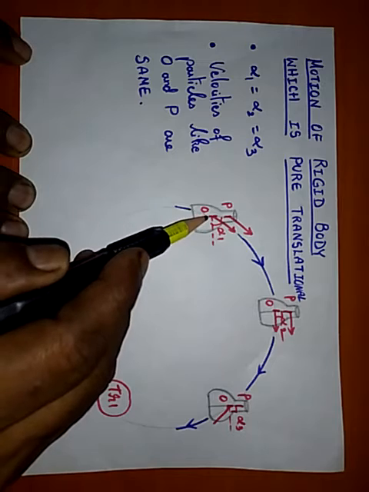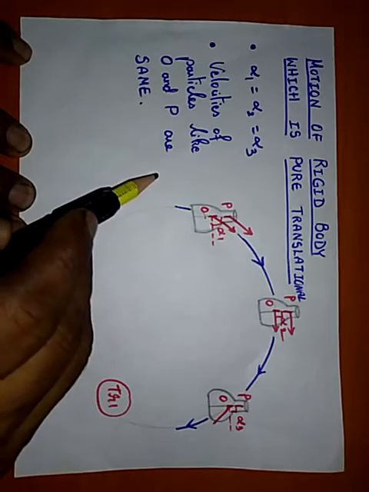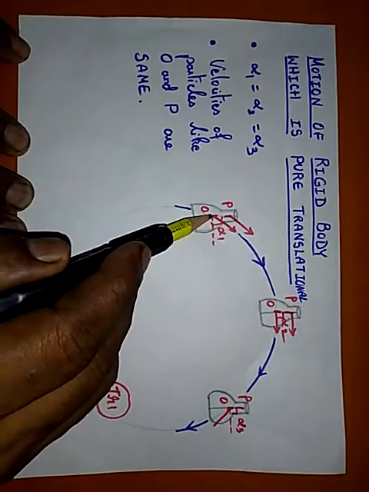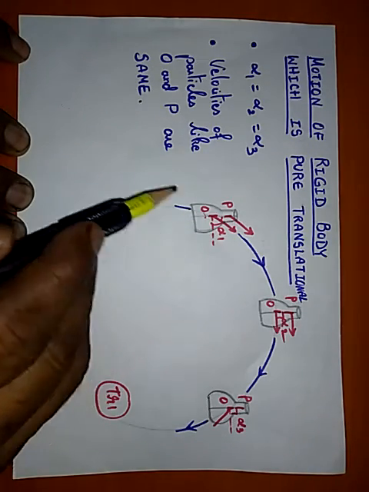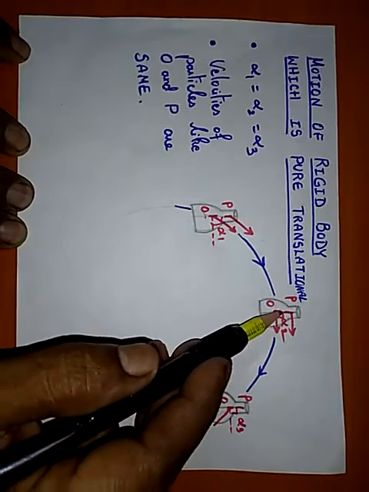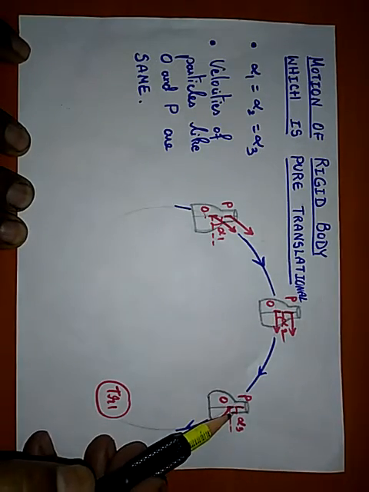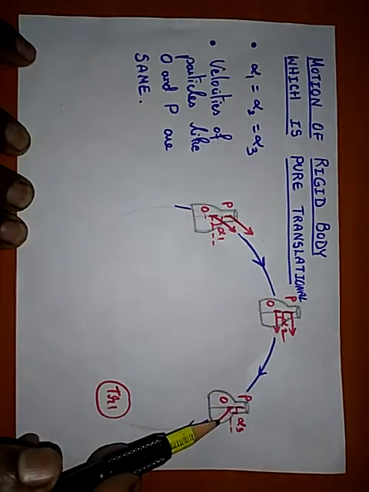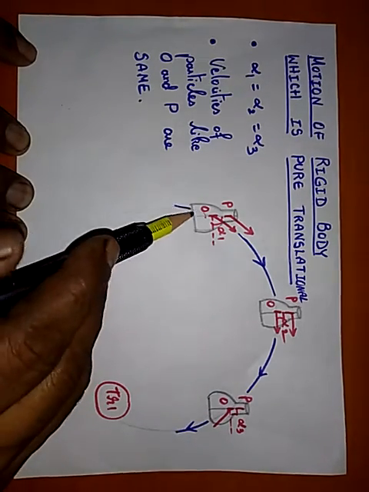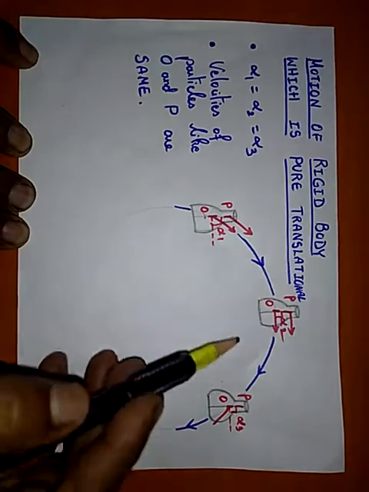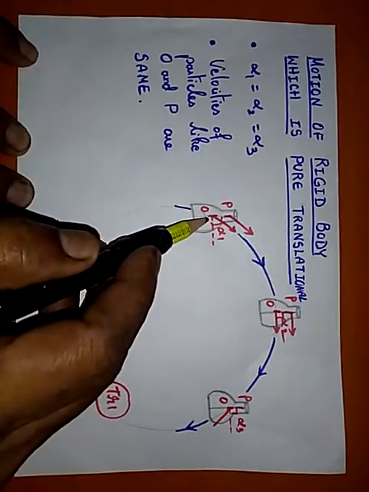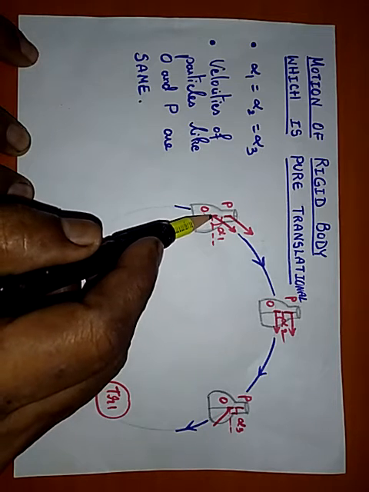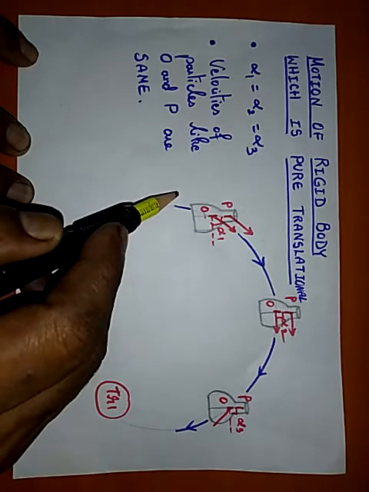We are considering 2 points O and P, and the angle between OP with respect to the horizontal we take as alpha 1. Here again it is alpha 2 and here it is alpha 3. For all the cases it is 90 degrees, or we can say that alpha 1 is equal to alpha 2 is equal to alpha 3, since I have assumed a reference in the horizontal direction.